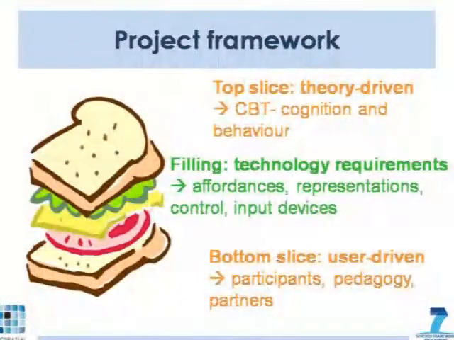The filling in the sandwich is the technology requirements that we have from those two different technologies. It's the affordances of the technology. Why are we using the technologies in the first place? What are their specific advantages for these children on the autism spectrum? How can we represent information? And how can we control the interaction? So what is it that the technology gives us that might be difficult to achieve in other ways? What's the real benefit of it?